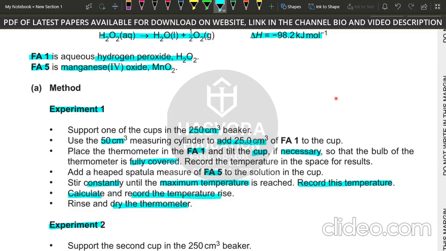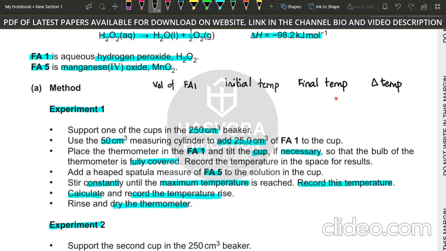So what are the things that we are going to be noting down in this type of experiment? First thing is your volume of FA1. Then the initial temperature. I'm just giving you a rough idea. Then the final temperature, and then the temperature change, delta temperature. So these are the things that you are going to note down for each experiment.